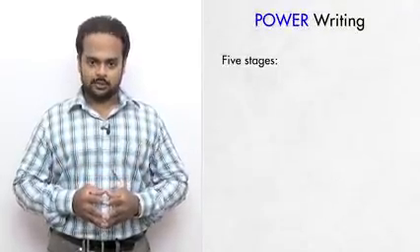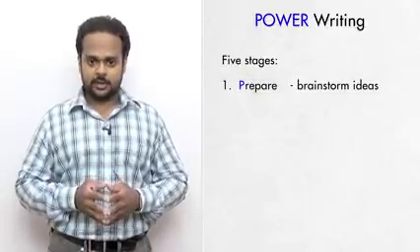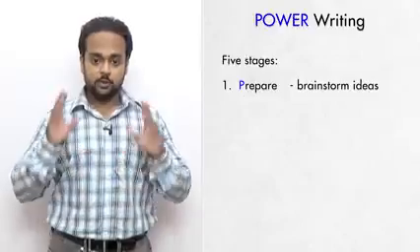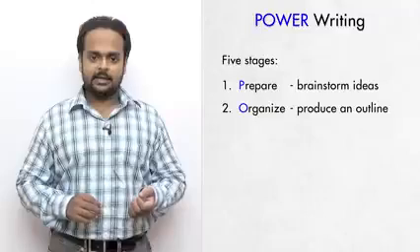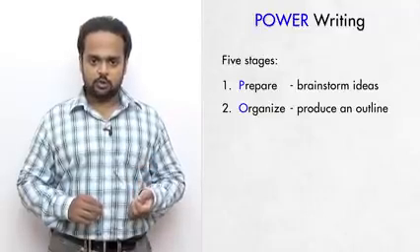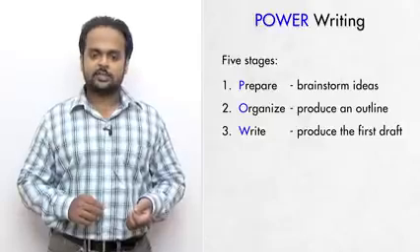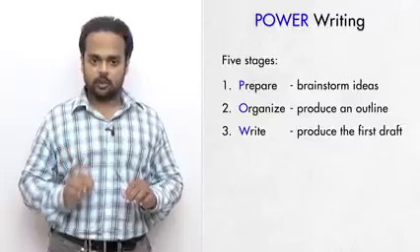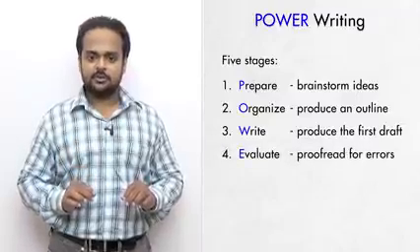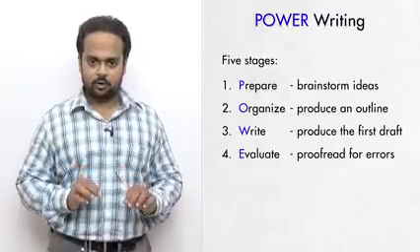All right, let's do a quick recap of what we've learned in this lesson. You begin the writing process with the prepare stage. This is where you collect or brainstorm ideas. You then organize your ideas into an outline that you can use to write. Then you go on to the write stage, where you expand your outline into full sentences and produce your first draft. After this, you evaluate or proofread the draft to correct any errors.